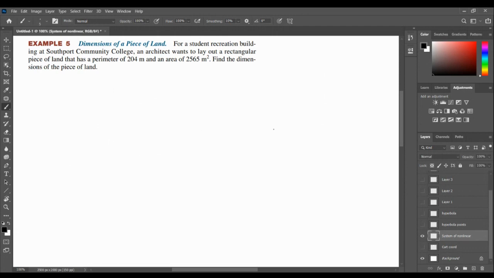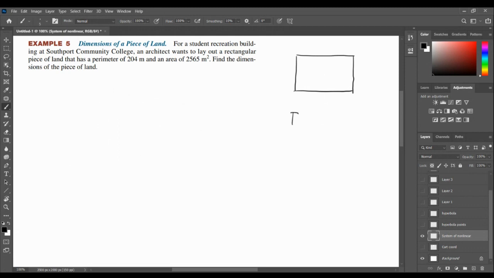I thought this would be a good one because it's an application problem, and sometimes we can get a little anxious about those. So we've got a recreational building. An architect wants to lay out a rectangular piece of land. We know about rectangles. We've been working with those since probably kindergarten, but the math is new.